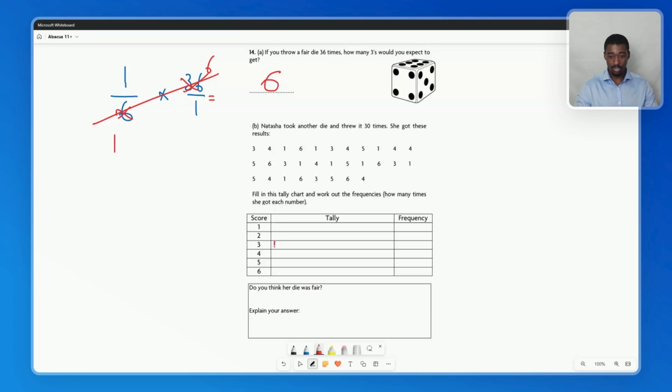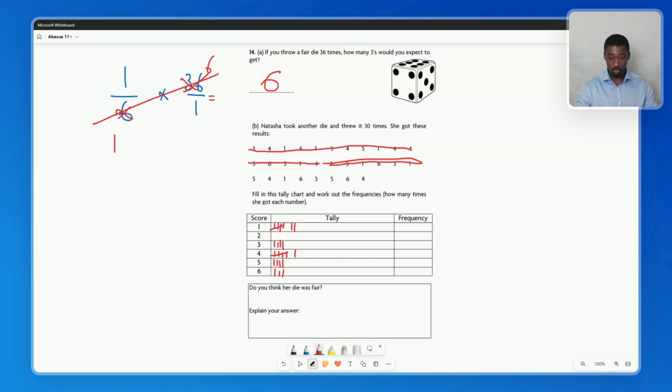So we have a 3, then we have a 4, then we have a 1, a 6, a 1, 3, 4, 5, 1, 4, 4. Okay, that's the first row done. Then we have 5, 6, 3, 1, 4, 1, 5, 1, 6, 3, 1. Again, no point rushing through this. You don't want to get it wrong.